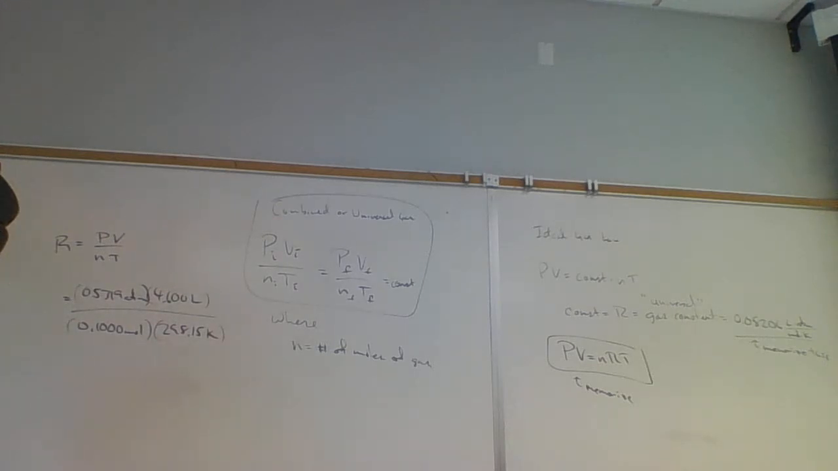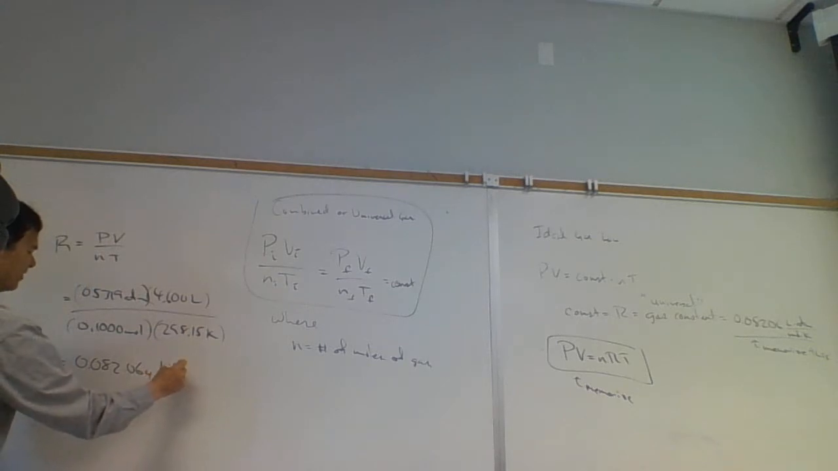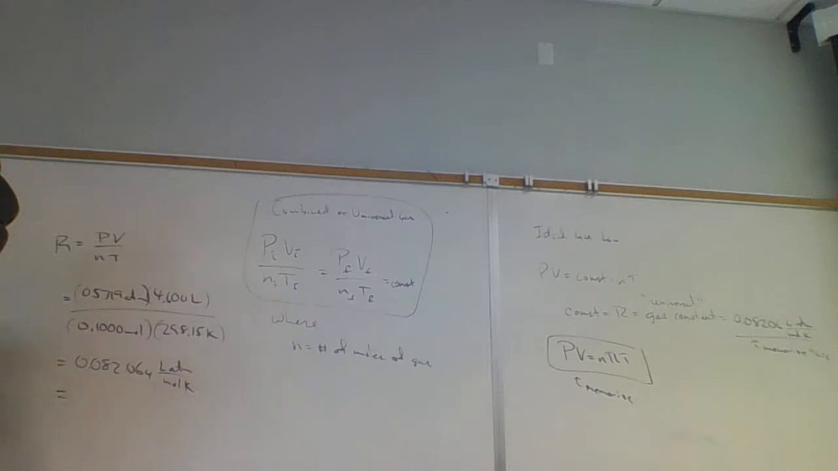Well, I get that R is equal to 0.08206 liters atmosphere per mole Kelvin. I always do liters atmosphere. You can do atmospheres liter. It doesn't matter the order. So 0.08206. This is not an exact number. This is to 4 sig figs.